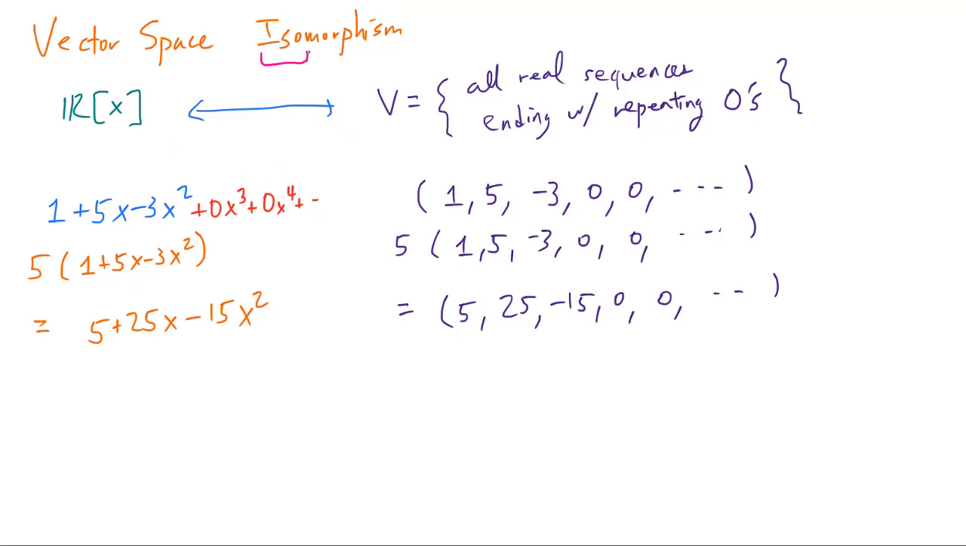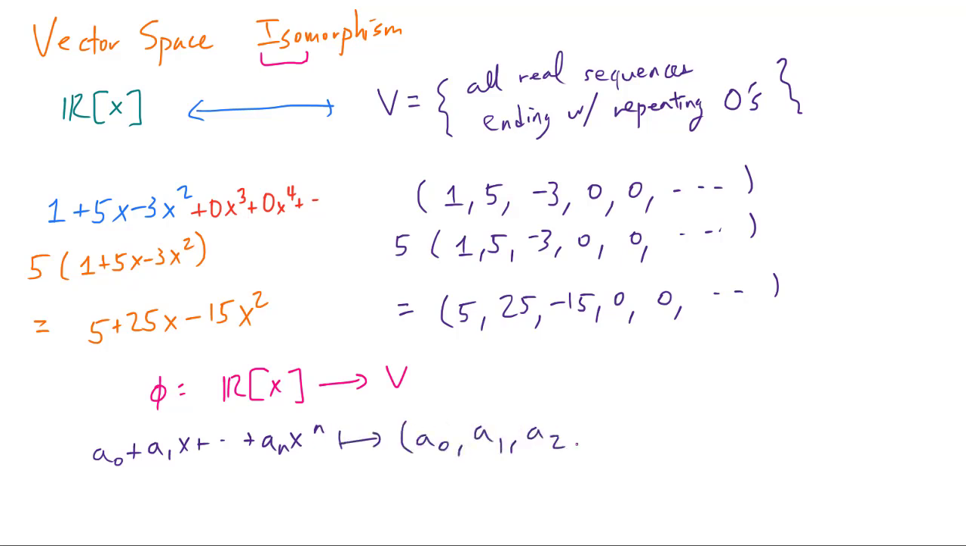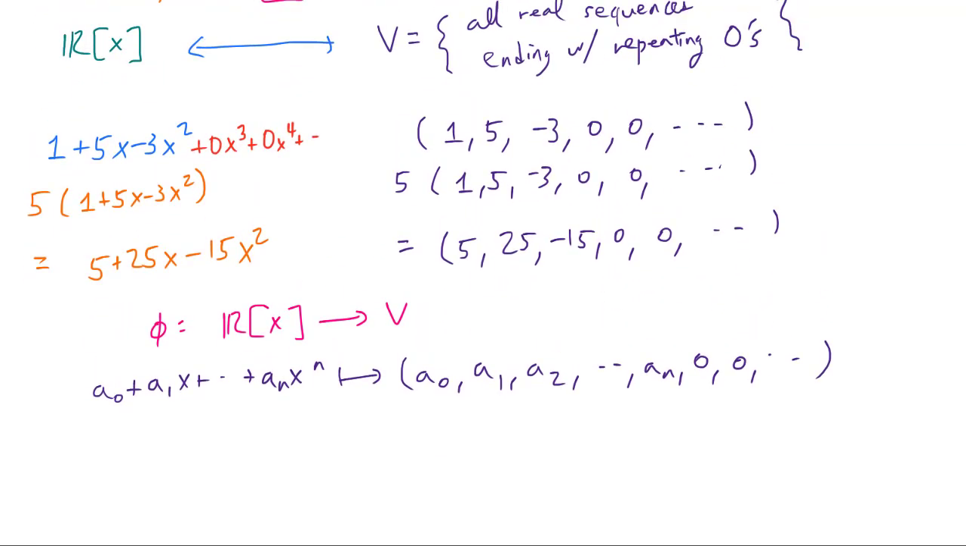These are isomorphic. So iso meaning the same here. And a way of saying this using the language of linear maps is to realize that we have a linear map phi from R adjoin x to V, in which we're just sending naturally the polynomial a0 plus a1x all the way to a sub n times x to the n to a0, a1, a2 all the way to a sub n, then zeros.